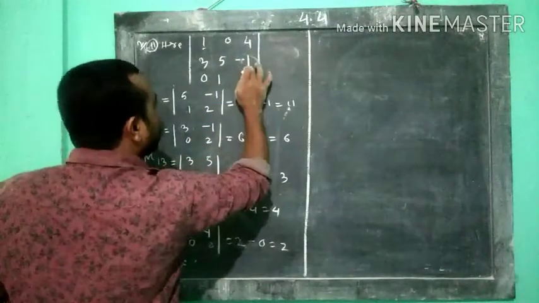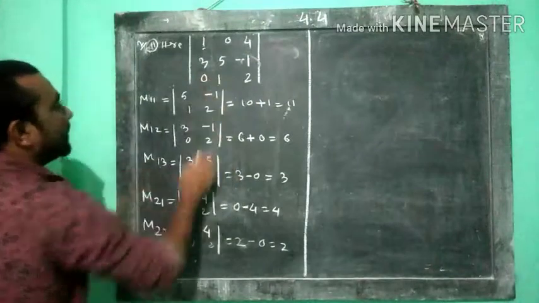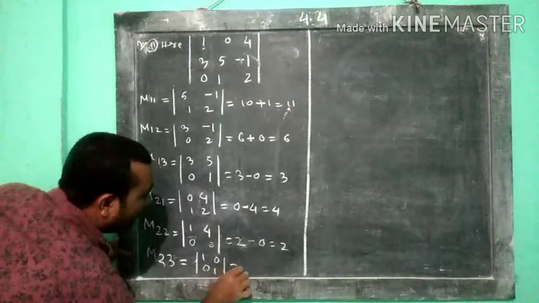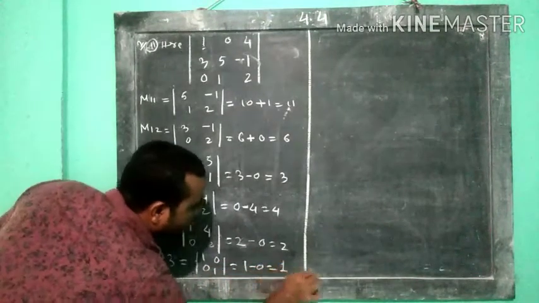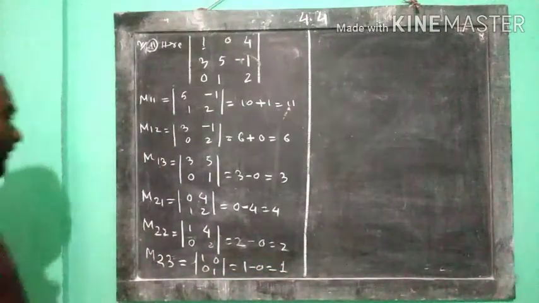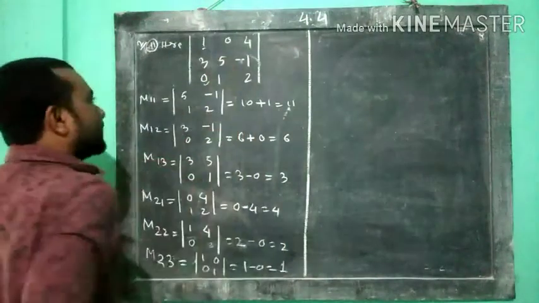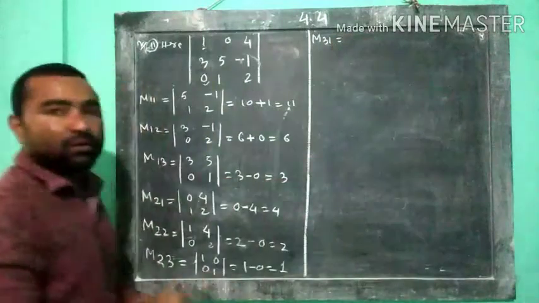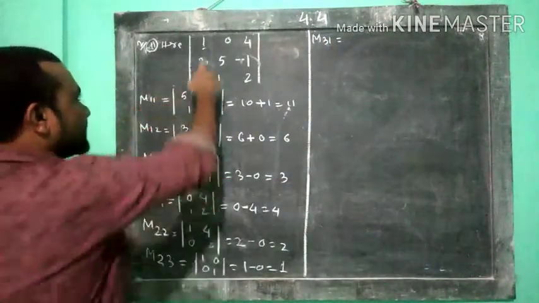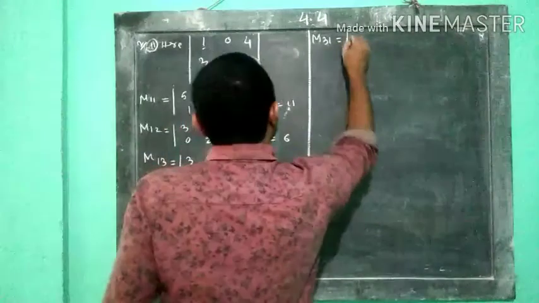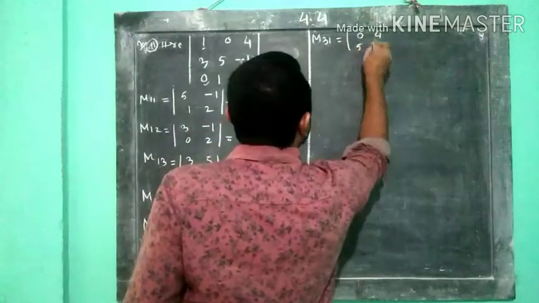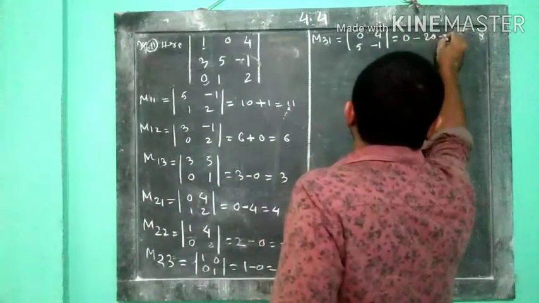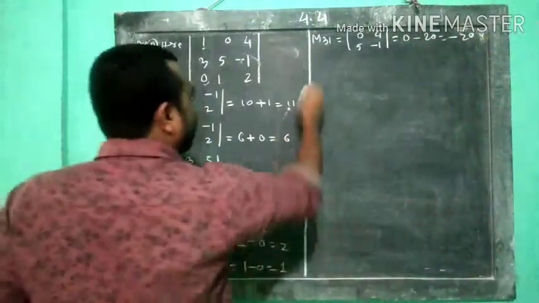M23, that means second row third column. Cancelling by this, what do we get? 1 0, 0 1. So 1 0, 0 1 equal to 1 minus 0, equal to 1. So similarly we find the minors of this one. This is M31, third row first column. Cancelling by this and this, we get 0 4, 5 minus 1. This is equal to 0 minus 20, equal to minus 20.